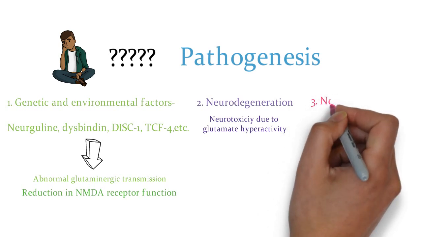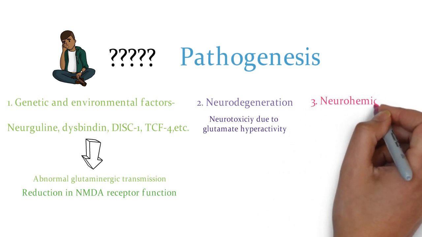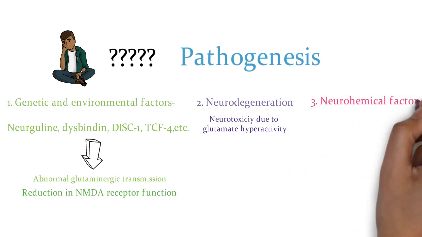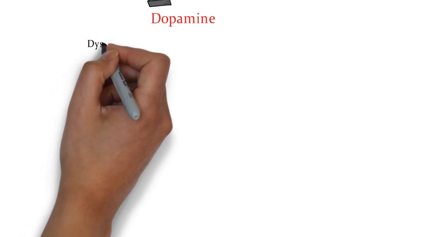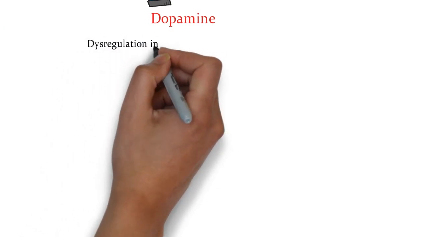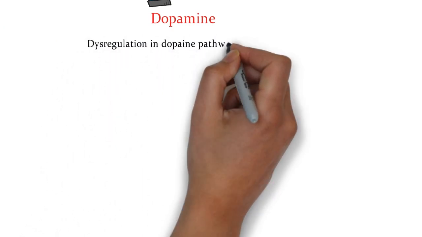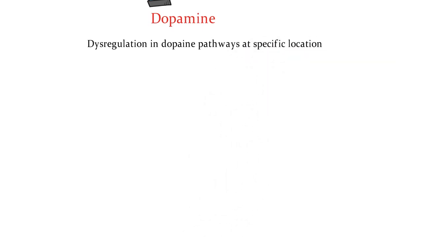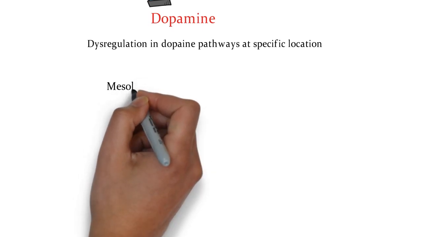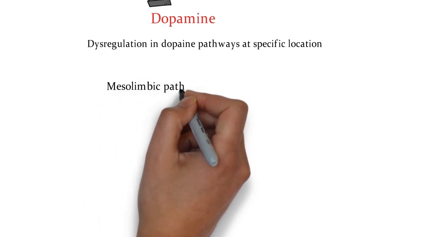The third factor, which is an important one, is the neurochemical factor, which includes two neurotransmitters, that is dopamine and glutamate. Starting with dopamine, it is found that there is a dysregulation in the dopamine pathways in certain areas of the brain. So there is dysregulation or dysfunction specifically in the mesolimbic pathway and mesocortical pathway.